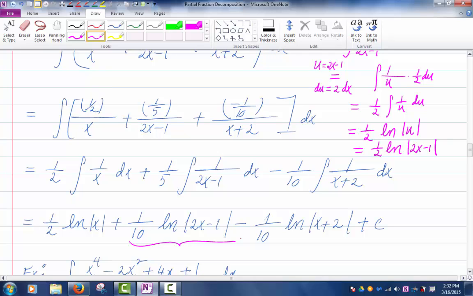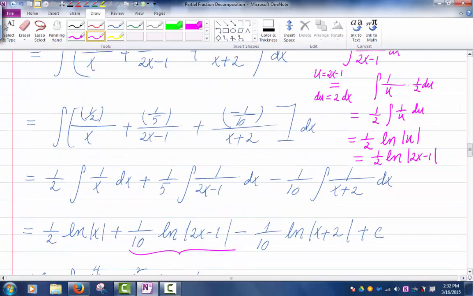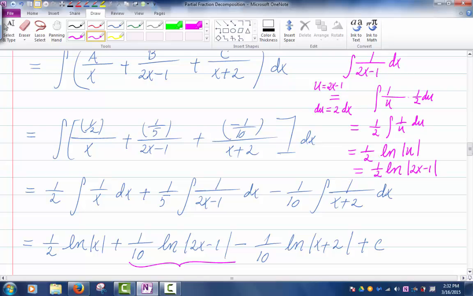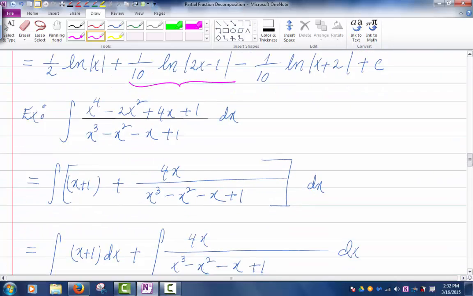When does the worst case happen? The worst case happens when you have a quadratic factor, and when you have a quadratic factor, then you have to complete the square and then do some other stuff with it. We'll see some examples in a second. Any questions on this example? Any questions at all? No? Okay, let's look at the next example.